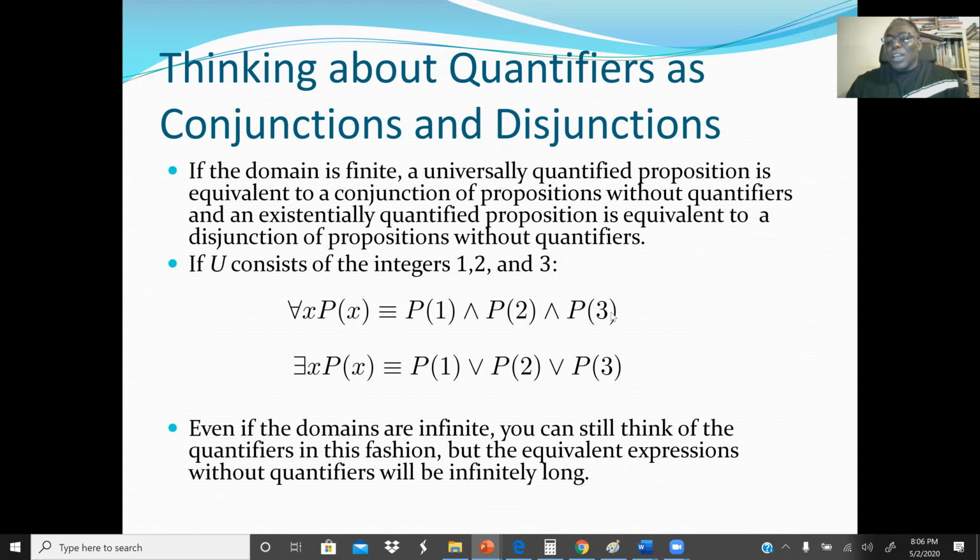AND means everything has to be inside. That's why we say all. And that's why we are using the AND symbol, ∀x P(x), which means 1, 2, 3 are inside the universe. Now, ∃x P(x) means it can be only 1 or 2 or 3. You don't have to have all. That's why it's some. So here we say, even if the domains are infinite, you can still think of the quantifiers in this function. But the equivalent expressions without quantifiers will be infinitely long.